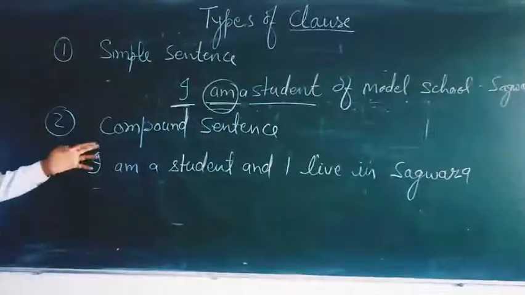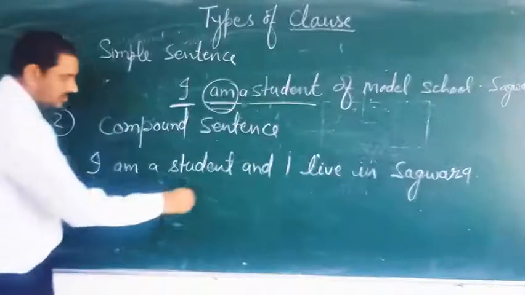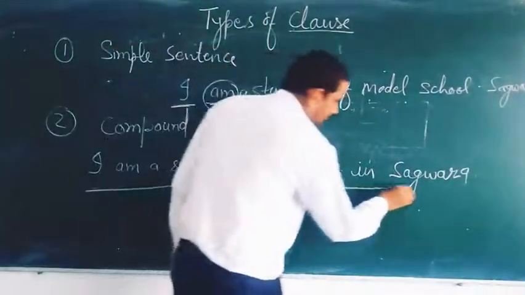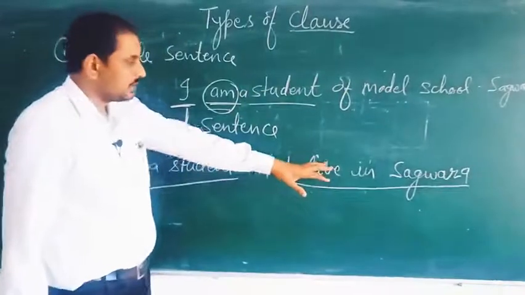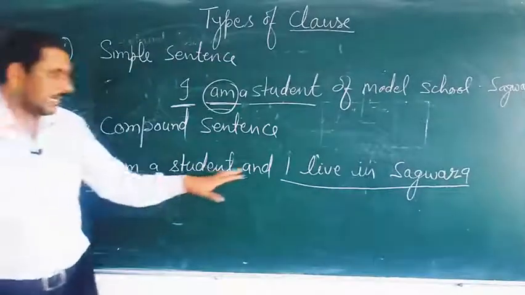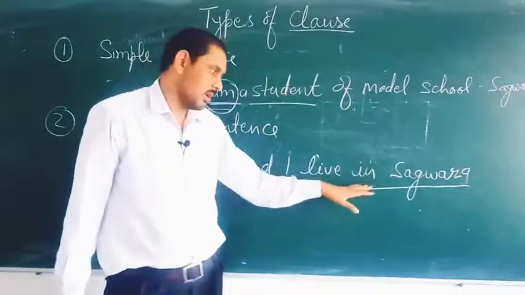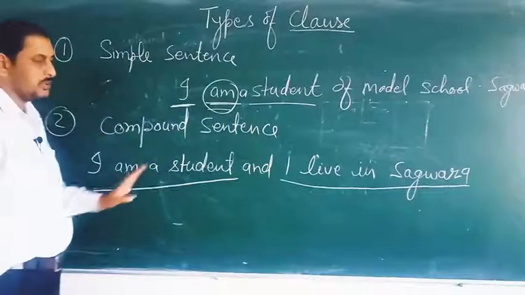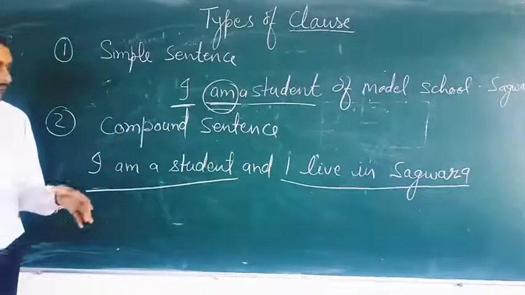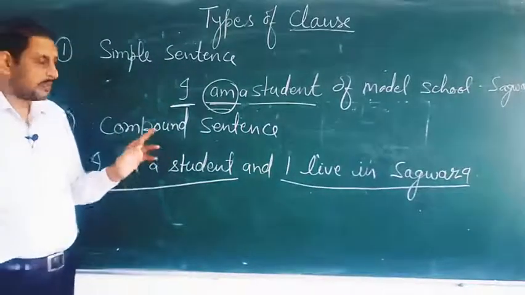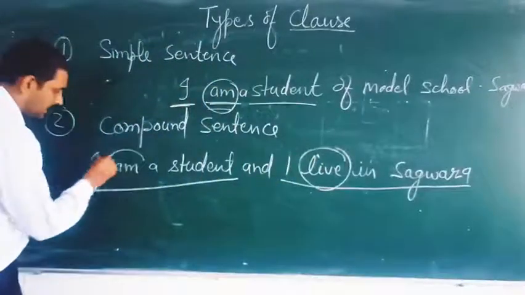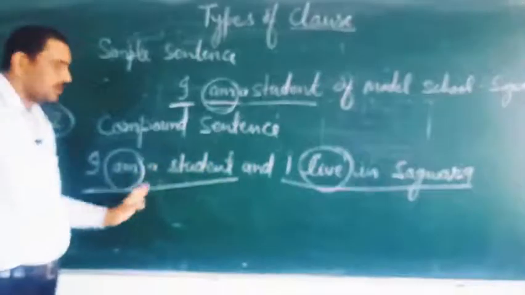So this is a compound sentence because it has two parts. One part is I am a student and the other part is I live in Sarwara. So I am a student is a clause and I live in Sarwara is another clause. But both clauses are not dependent on each other. So in a compound sentence we can see two or more clauses and each clause has different finite verbs and they are not dependent on each other.